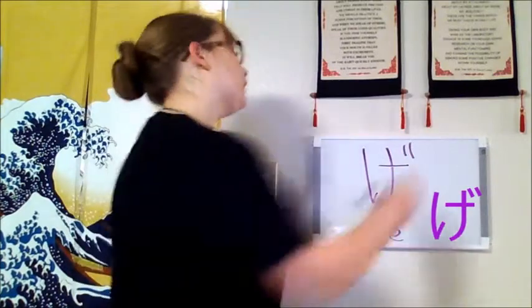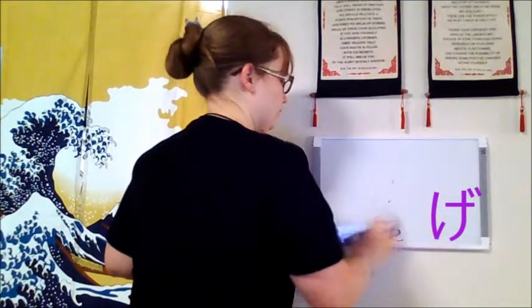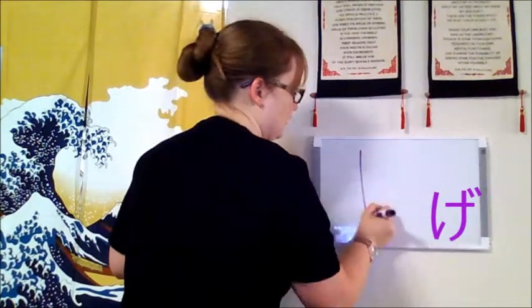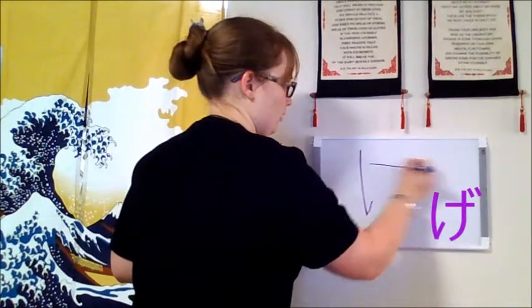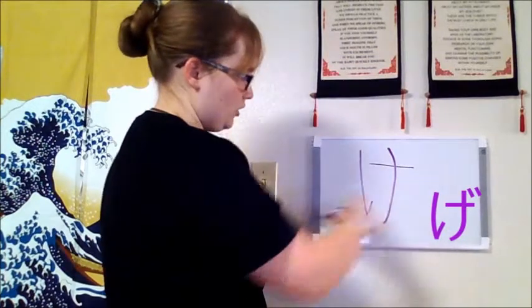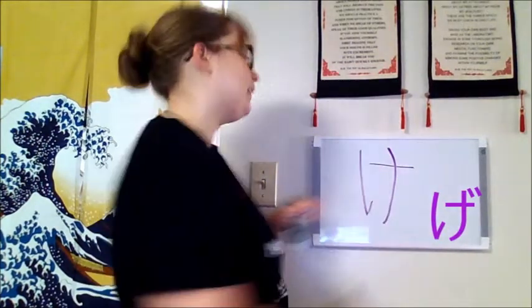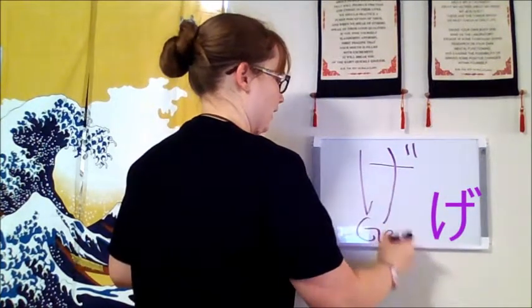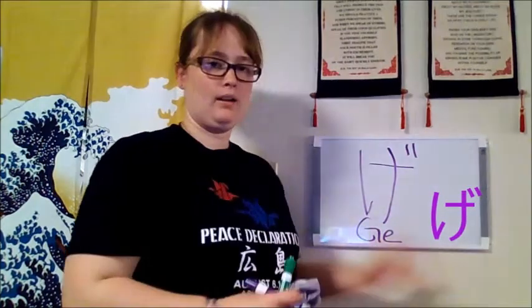もう一度書きます。Down, hook, over for the arms, diagonal shaped, kind of a J shape again for the body. Add 2 lines over here and you get ge.